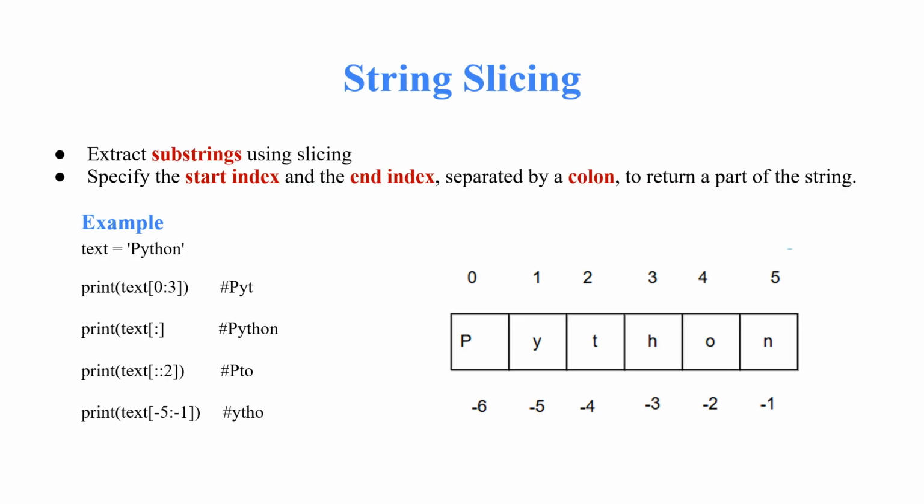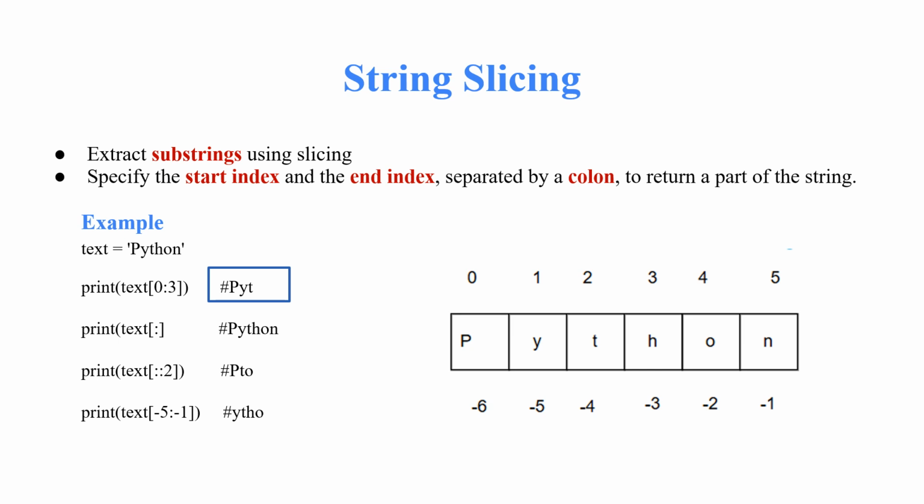Now we'll discuss string slicing. Whenever we want to extract substrings, we use the concept of slicing. Specifying the starting index and ending index helps us retrieve the substring. We always use a colon to separate the start index and the end index. Let us understand this with an example. We have a string called Python. First we are giving text[0:3]. It will start from 0 and move till 2, so one less than the end position. My output will be P, Y and T.